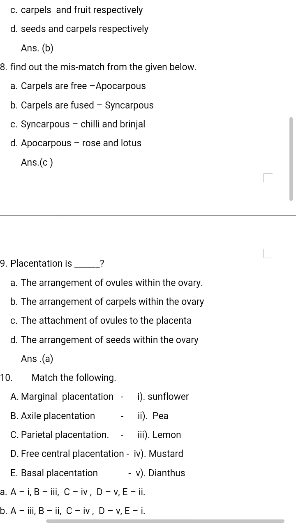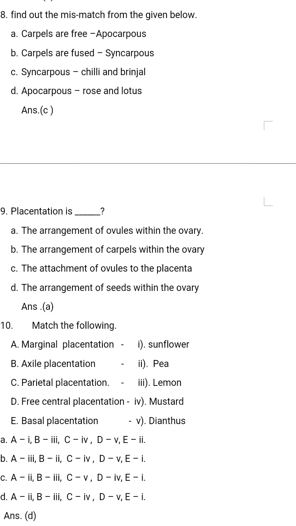Find out the mismatch from the given below. We need to identify the mismatch from the given options. Carpels are freely present: apocarpus. It is correct only. When the carpels are freely present, the nature is called apocarpus.